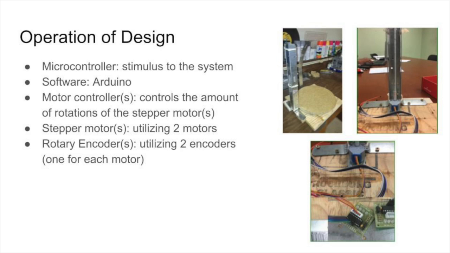If you look to our pictures, the rightmost picture shows the axis which is mounted into the stepper motor, which is going to allow the sensor to move up and down in the vertical direction. And shown below are the motor controllers that control the stepper motor's rotation.